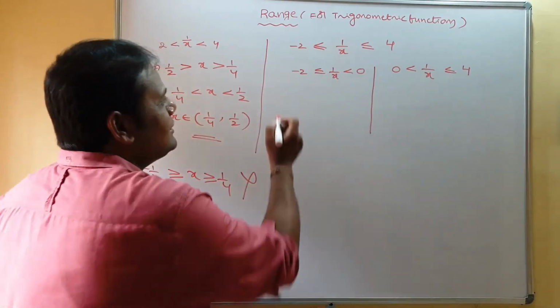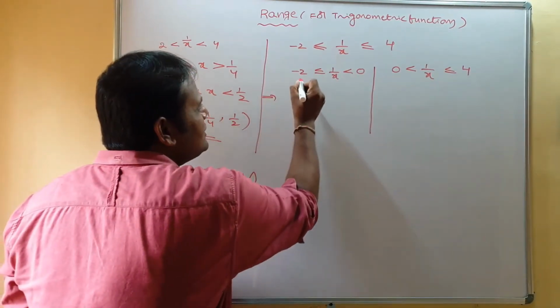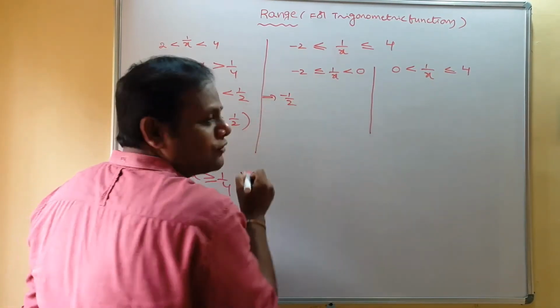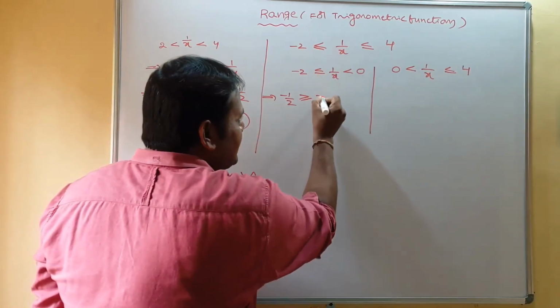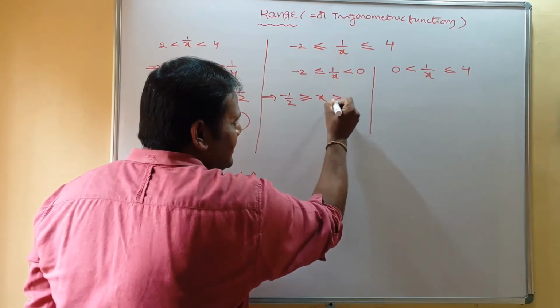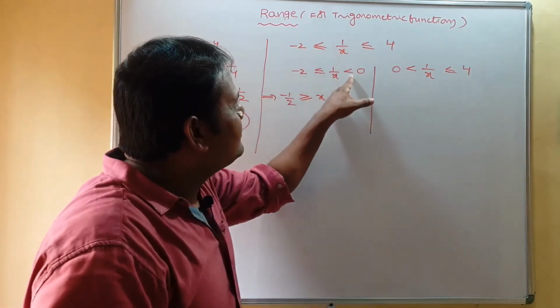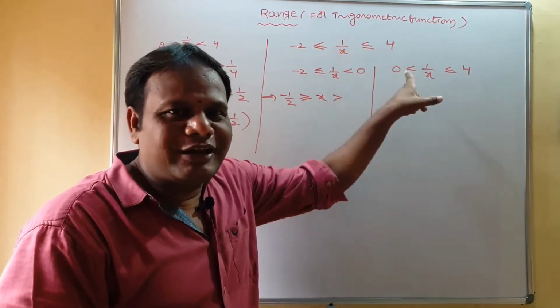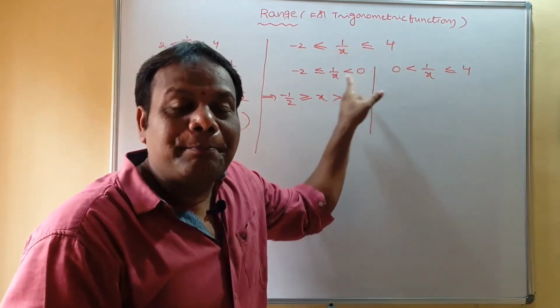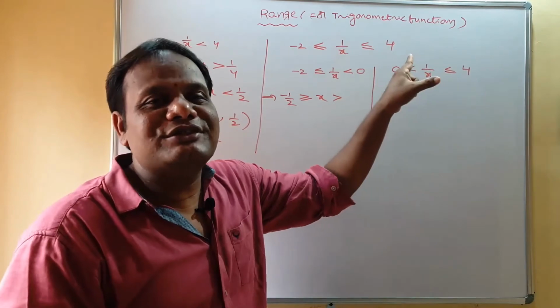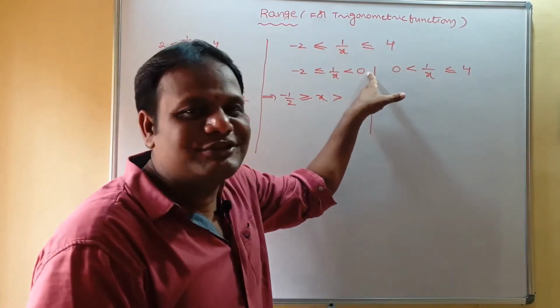See, if you take reciprocal to these values, here it is minus 1 by 2. Less than becomes greater than or equal to. 1 by x becomes x. Less than becomes greater than. Now here 0. We don't give 0 directly, so it is approaching 0. So 1 by x approaching to 0.